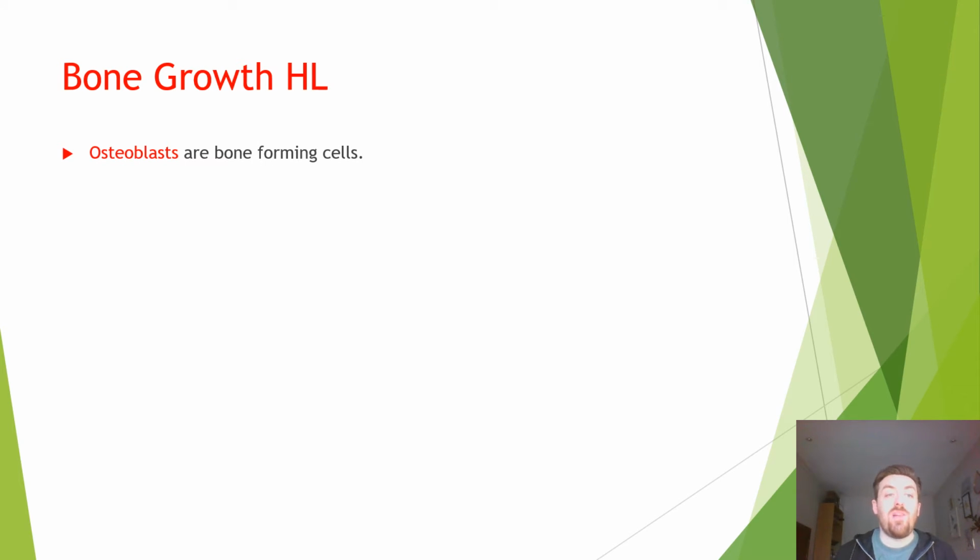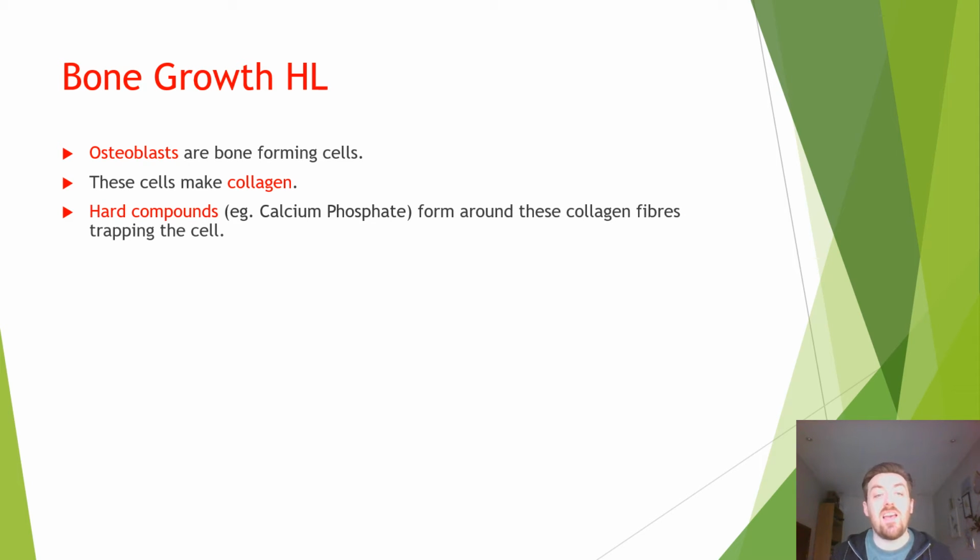Okay. So osteoblast is the name of a cell that forms bone. And they work in a very unusual way. These cells make collagen, and collagen, we know, is kind of like a firm, flexible fiber. Then hard compounds like calcium phosphate form around these collagen fibers, trapping the cell. So you have your osteoblast, and it makes some collagen, and then that collagen gets surrounded by hard compounds like calcium phosphate, which surrounds it like this and hardens it. It traps the cell. The whole cell ends up getting trapped, like this.